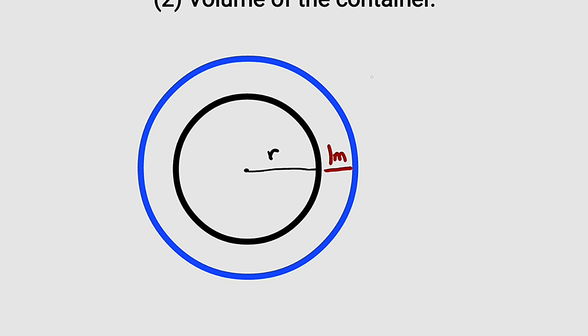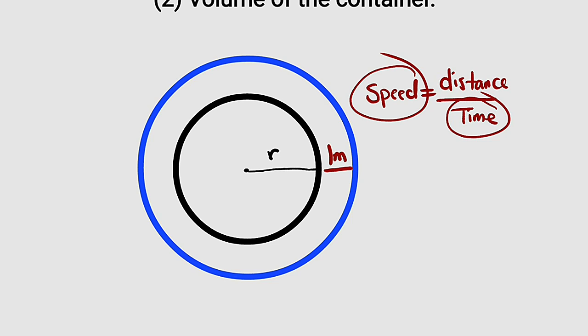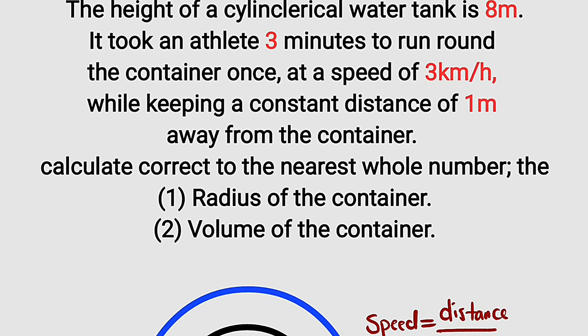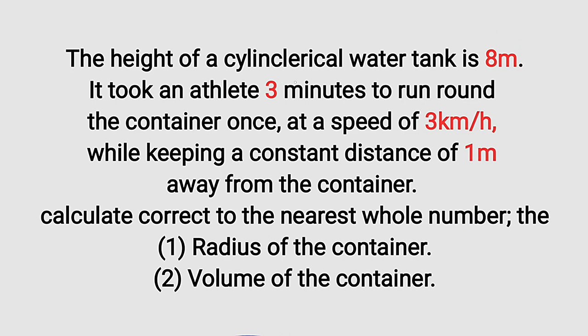I remember the formula which states that speed is equal to distance divided by time. But we are given the speed and we are given also the time. So to find the distance, we can multiply both sides by time. Therefore, the distance, which we can write as d, is equal to the speed multiplied by the time. But what is the speed and what is the time?